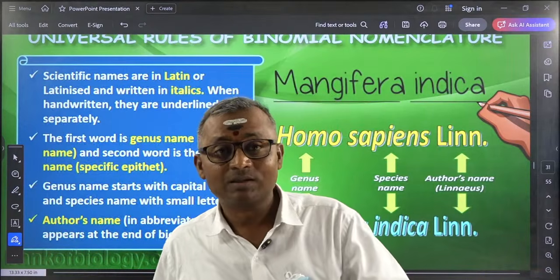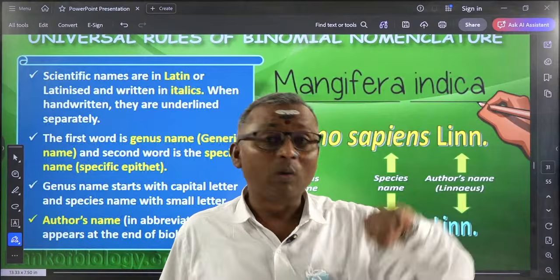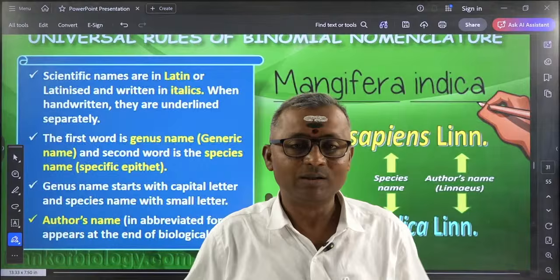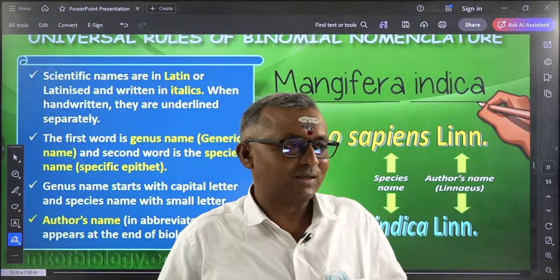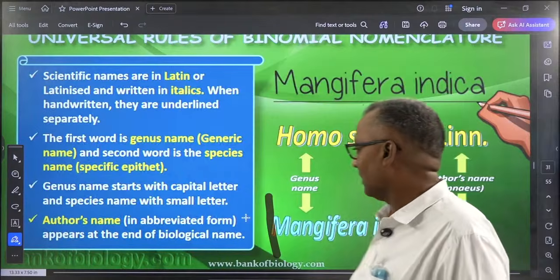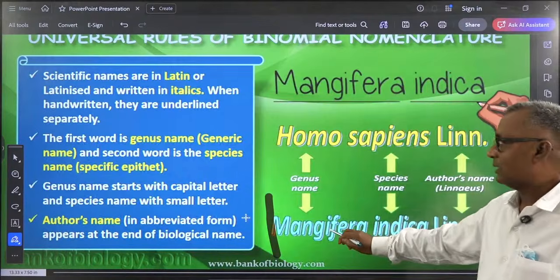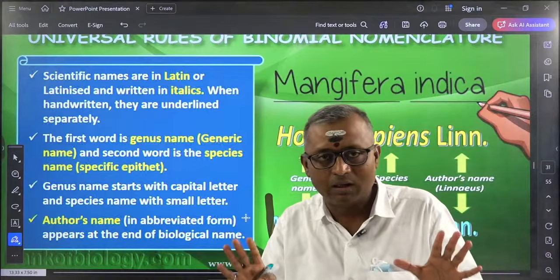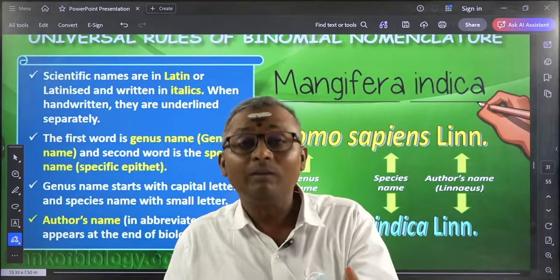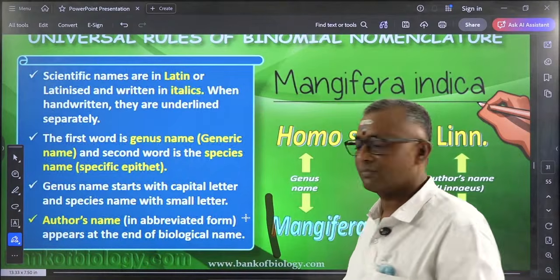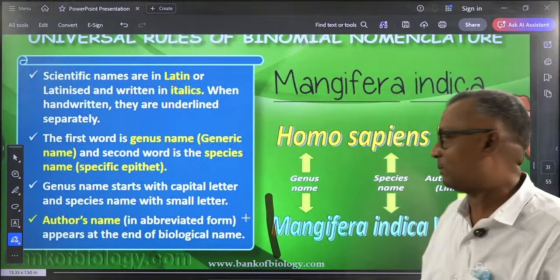There are also reasons why we are using only Latin, why not other languages. There are so many reasons. We will discuss all these details as soon as our offline classes begin. But remember, the names of organisms have to be given in Latin and they have to be written in italics. This is first and foremost thing you have to remember.